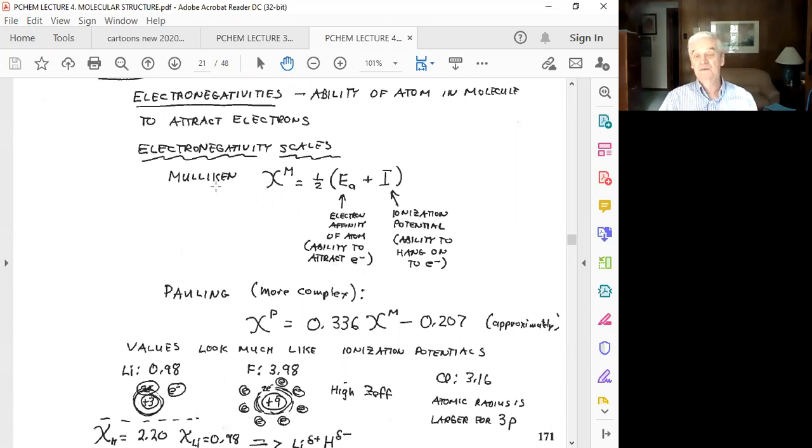And into your notes, I also just stuck in some electronegativity scales. A commonly used one is the Mulliken scale, where you just average the ionization potential and electron affinity. They both result from how much charge you have in the nucleus and how much shielding you have. Electron affinity, if you've forgotten, is the ability of an atom to attract electrons. So again, if you have a high effective positive charge, then a lot of electrons want to get attracted to it.